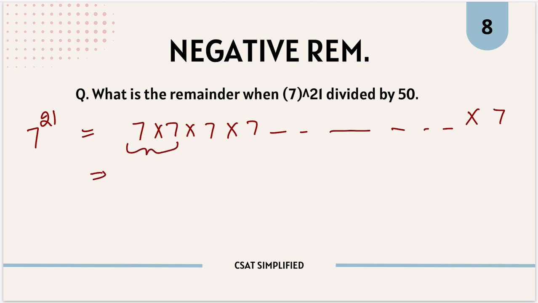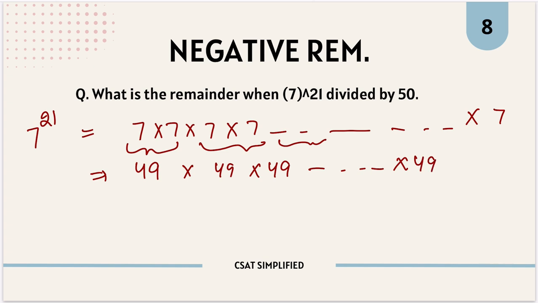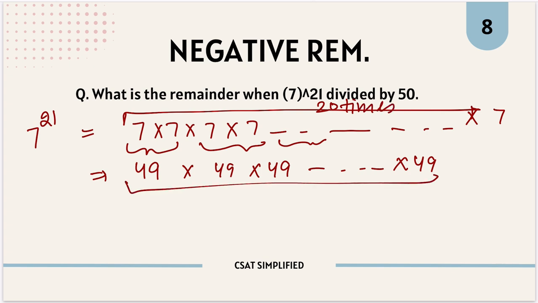If I do this, 7 times 7 is 49. So I am going to make pairs of 49. Twenty sevens, as 10 pairs of 7, is going to give me 10 pairs of 49, and there is one 7 that is left because we have 21 sevens in total. Correct?